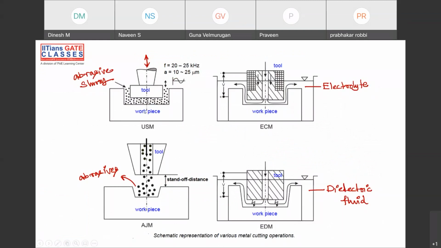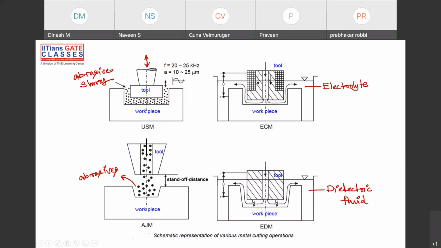Now let's see the diagrams in a summary. The summary is here. This is your ultrasonic machining. Abrasive particles, with some abrasive slurry, are in between tool and workpiece. The tool is vibrated, and the momentum of the abrasive particles hits the workpiece. The crack is initiated, the crack is propagated, then it fractures.